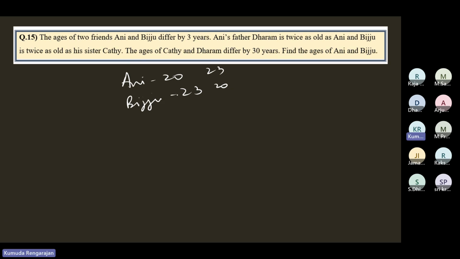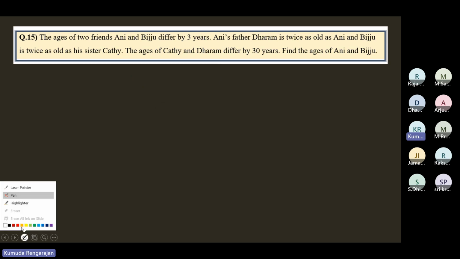Annie can be 20, Biju 23, or Annie 23, Biju 20. In both cases, the difference between their ages is 3 years. So you do not know who's elder or who's younger. Now, finally, find the ages of Annie and Biju. That's the question.